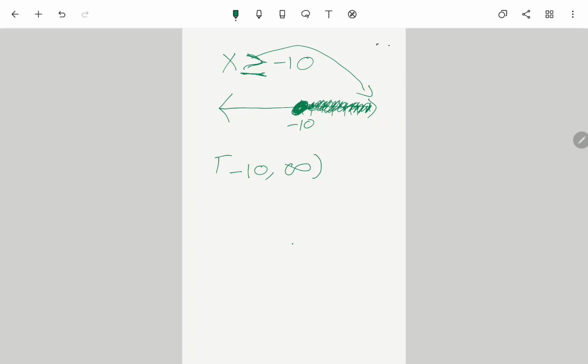Now, is negative 10 parentheses or bracket? It's bracket, because it's a closed circle, because it's equal. Okay, that is your interval notation. Then set notation, and remember the easy part, x because it's your variable. Now put the inequality, x greater than or equal to negative 10, close the bracket.